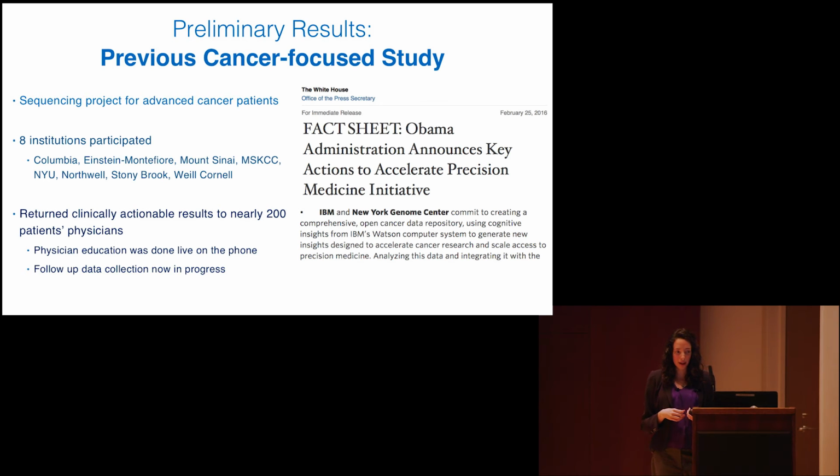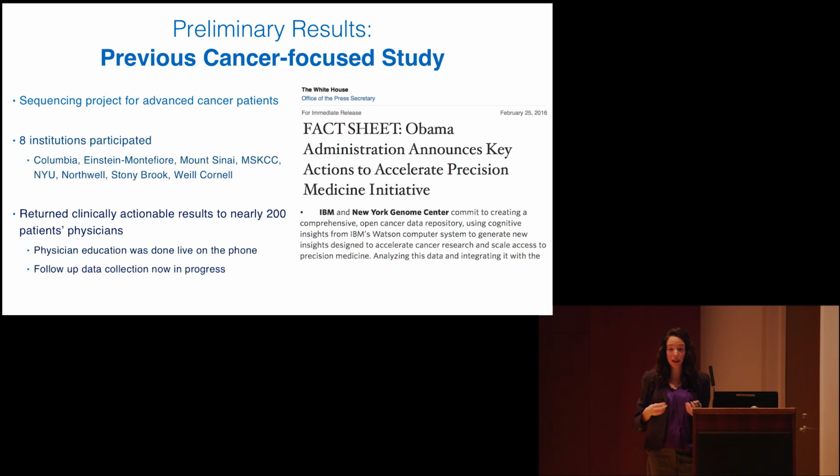And what we did was sequence 200 advanced cancer patients. So we basically wanted individuals who were candidates for experimental treatment options. So they were about to fail or had failed their first round therapy, but they were still healthy enough to be seeking treatment options. So we did across all different cancer types. And we had 8 different institutions collaborating with us. So this was a big effort run through the New York Genome Center with many different hospitals around New York.